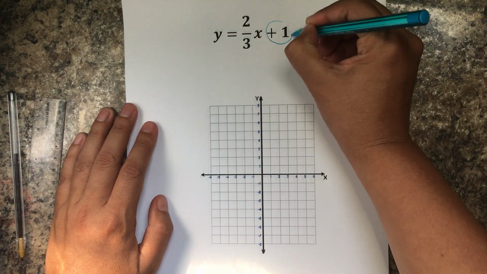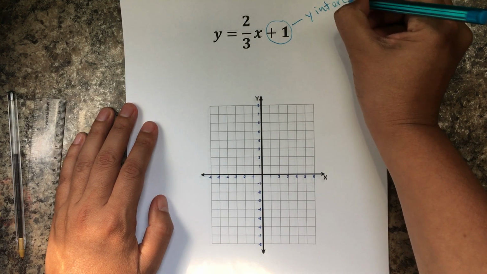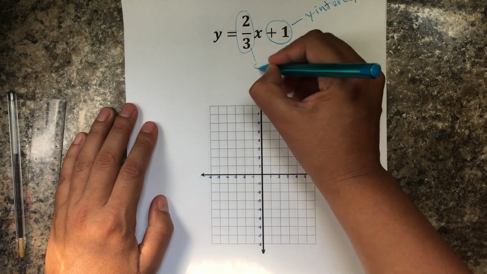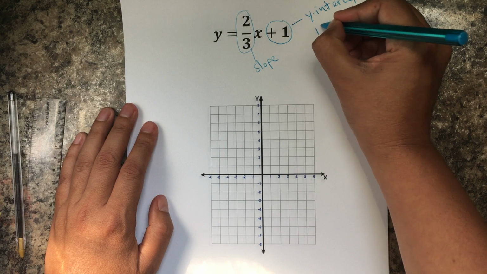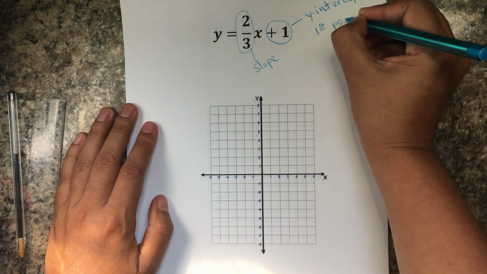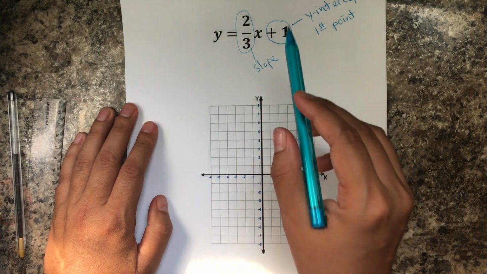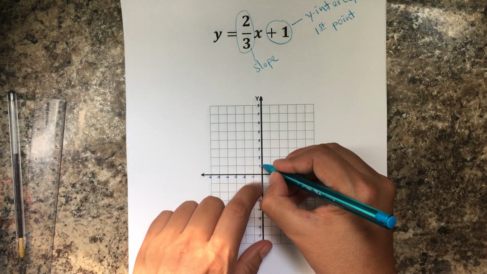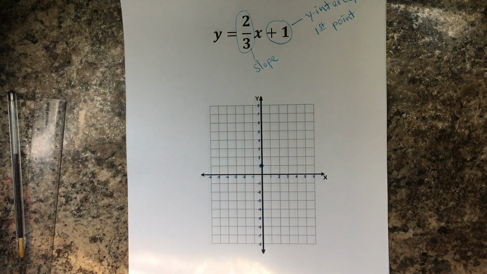Why? Again, this is your y-intercept. And this is your slope. And the y-intercept is always your first point on y. Always on the y-axis. It's always the first point. Since it's positive, it's 1 up. You go up, that's your first point.